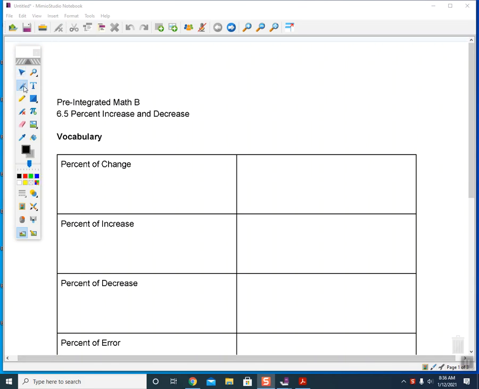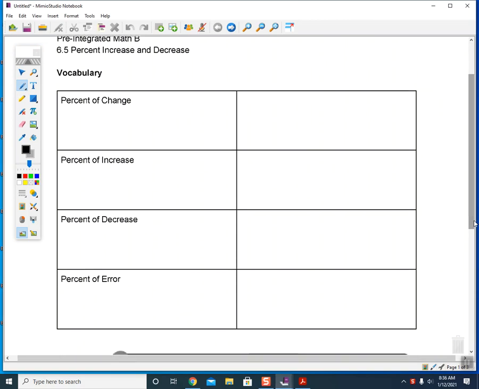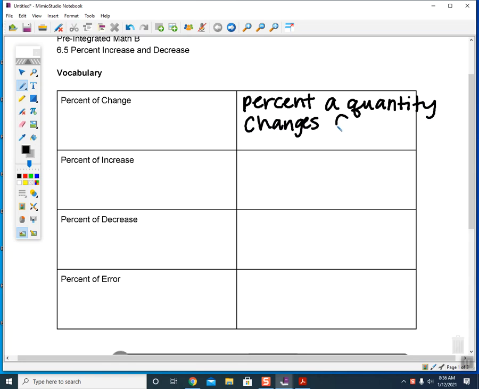Okay, 6.5, we're moving into percent increase and decrease. So you have a few vocab words here to talk about. First one is percent of change. So when we're talking about percent of change, it's just the percent the quantity changes from the original amount.